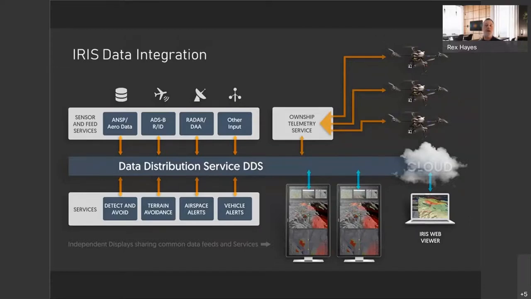From all that data, we get the services. We get detect and avoid, terrain avoidance and alert system, airspace alerts, vehicle alerts. We do have access to the cloud as well. So you can look at IRIS, besides its own display, as a web viewer as well.